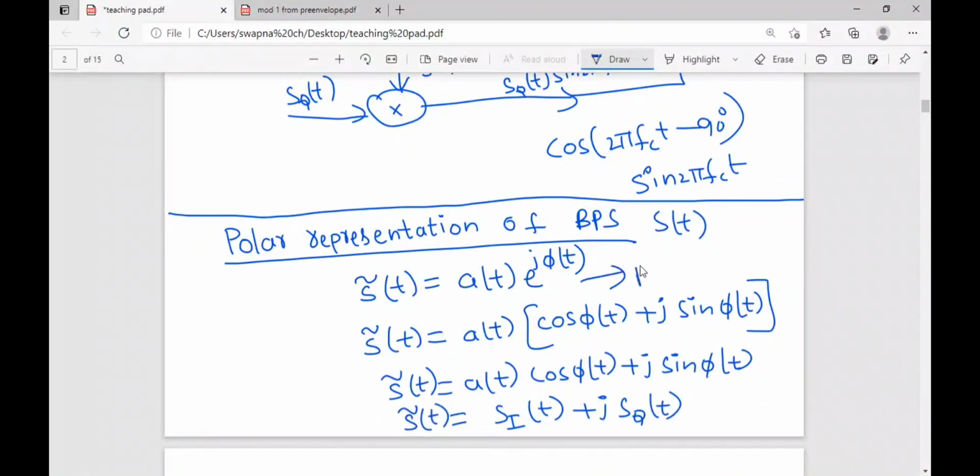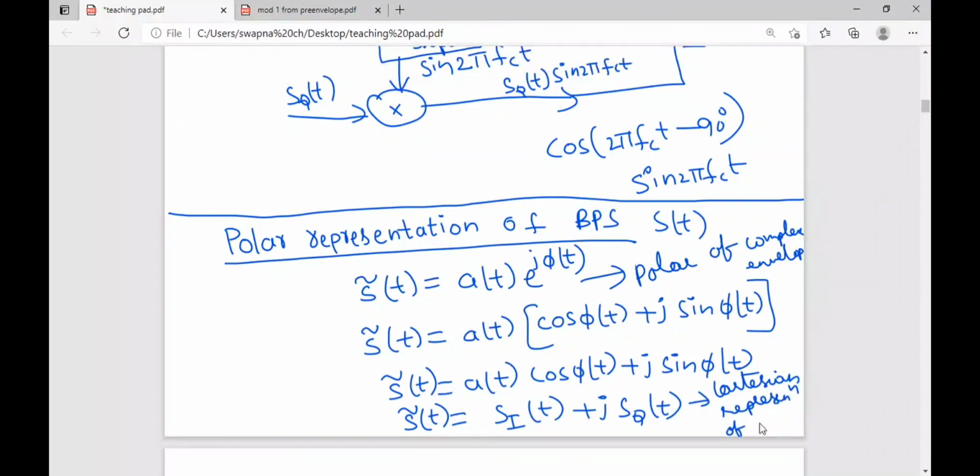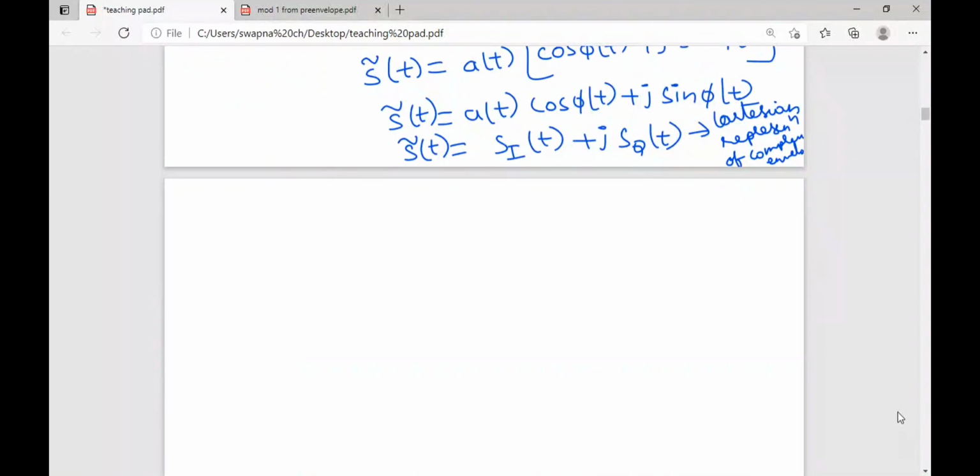This is a polar representation of the complex envelope, and this is a Cartesian representation of the complex envelope. So you have S tilde of t as Si of t plus j SQ of t.